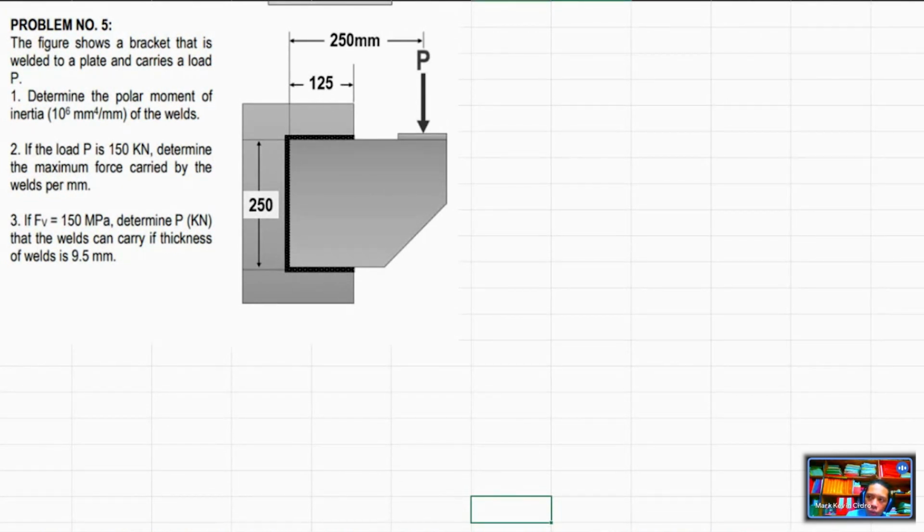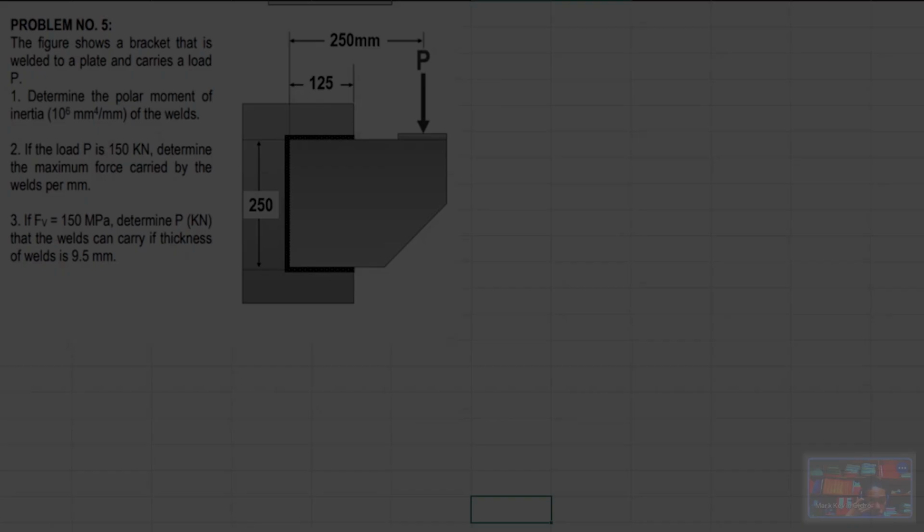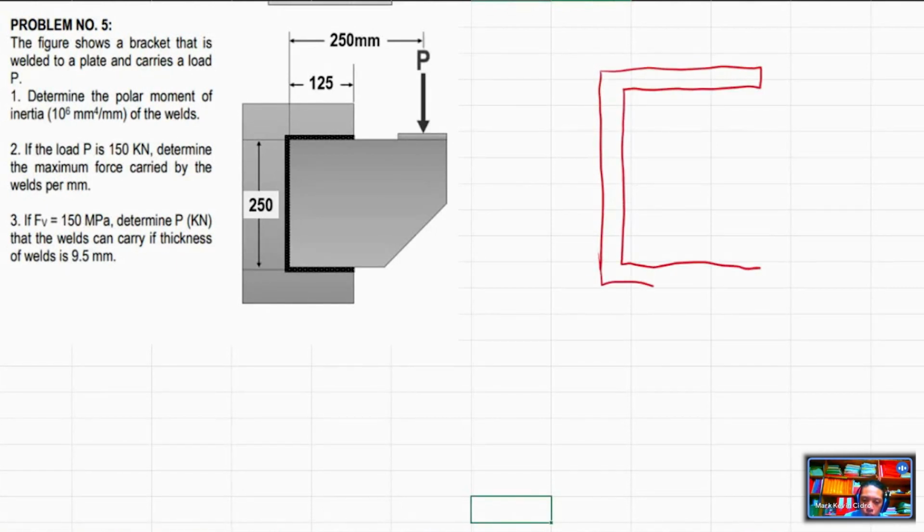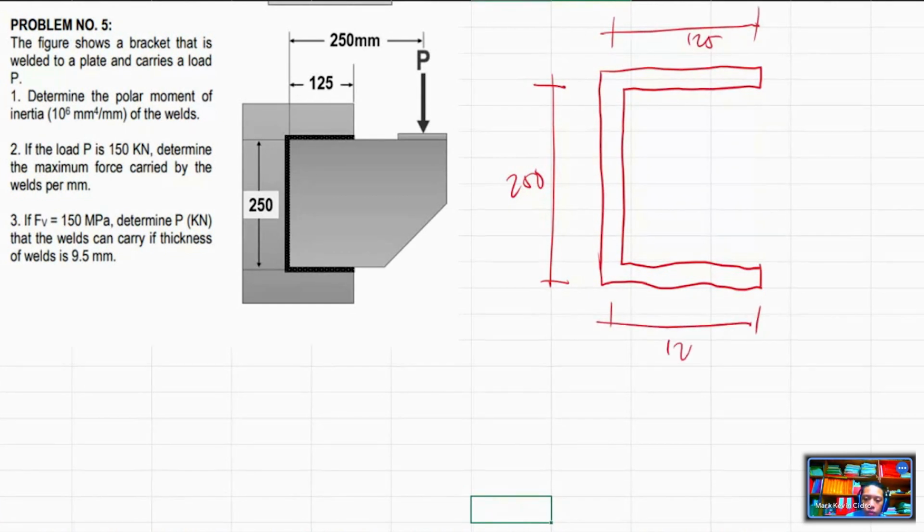You go to mode 3, 2 and turn on the frequency. Okay, let me draw this. Let's exaggerate it so you can see, but these are exaggerated, because in reality the thickness or the width of the weld is very small. Okay, so this is the weld. This is 250, and this is 125. This is also 125.